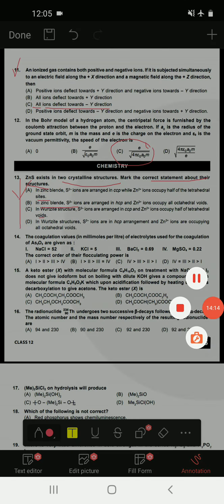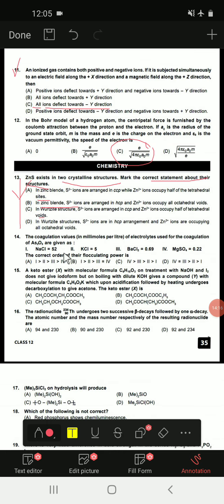In question number 14, the coagulation values in millimoles per liter of an electrolyte used for the coagulation of arsenic oxide are given as follows. The correct order of the flocculating power is: NaCl is 52, KCl 5, BaCl2 0.9, and magnesium sulfate is 0.22. These are the four options we have, and which one do you think is the best answer option?